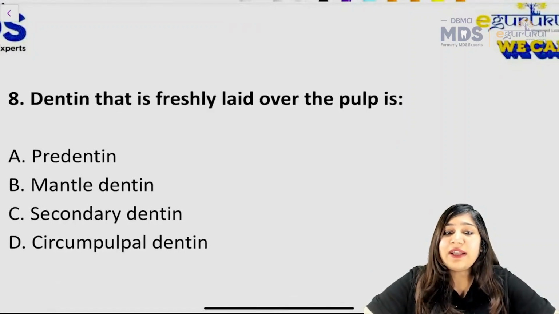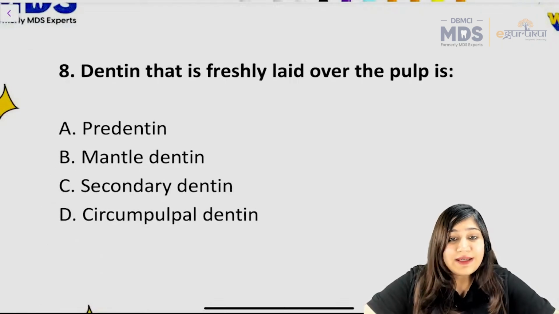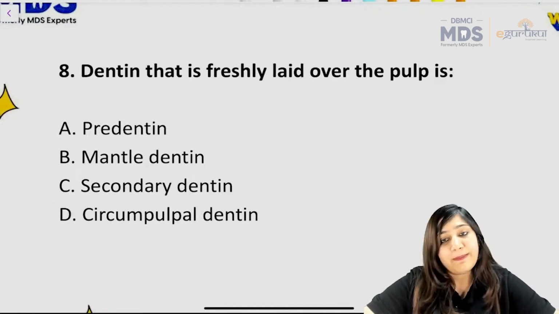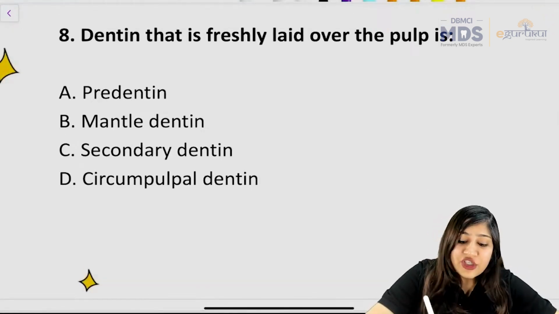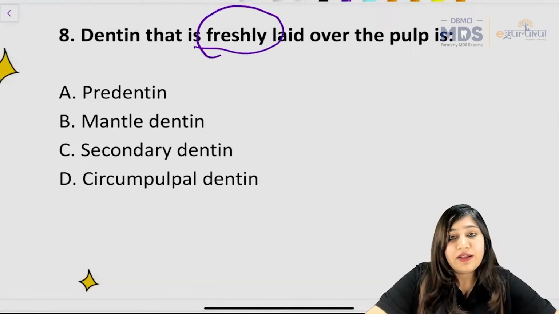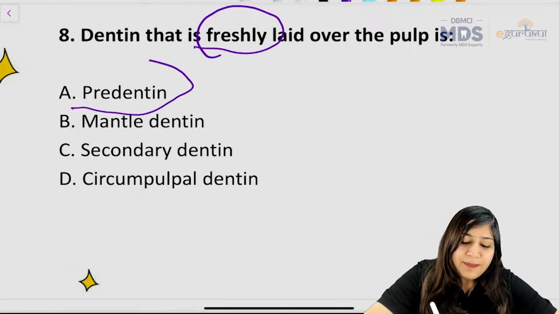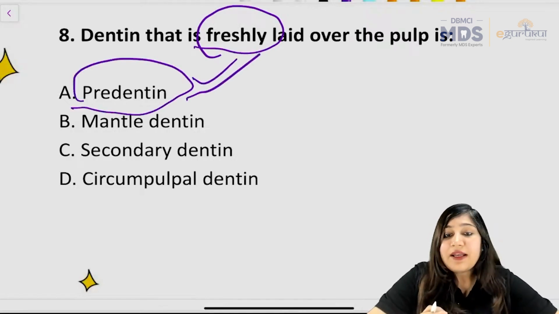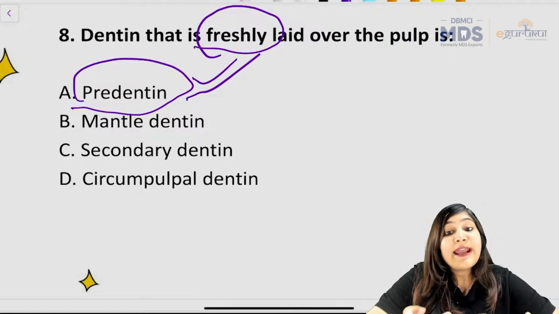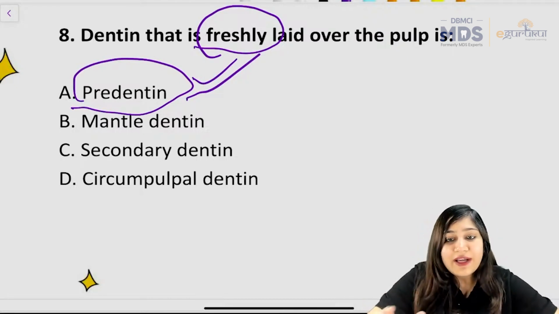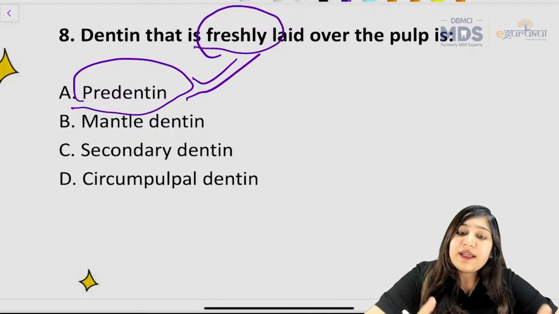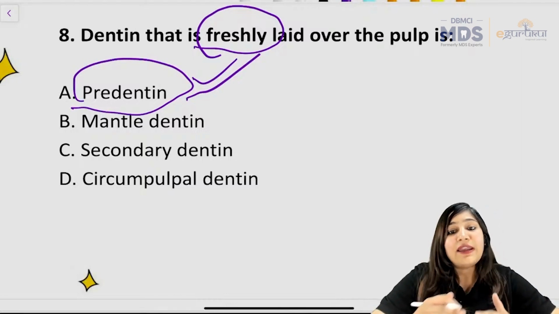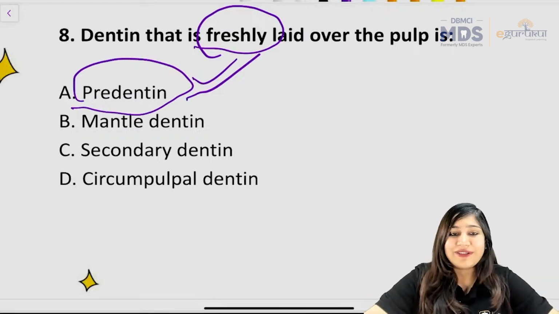Dentine that is freshly laid over pulp, is it predentine, mantle dentine, secondary dentine or circumpulpal dentine? It is said freshly laid over pulp. So it is basically predentine. Predentine is usually the first formed dentine, yet to be mineralized. It is not calcified. It is not mineralized. When it gets mineralized, it becomes a part of dentine and a new layer of predentine will be deposited.